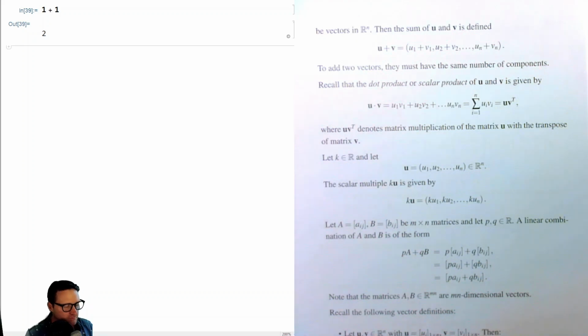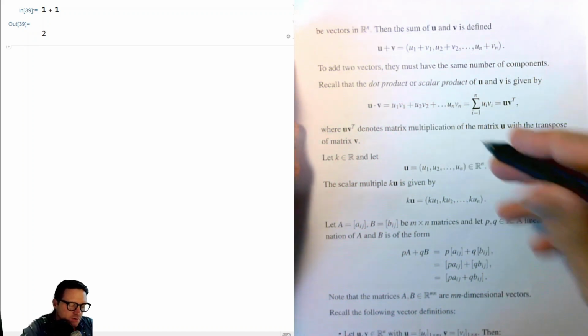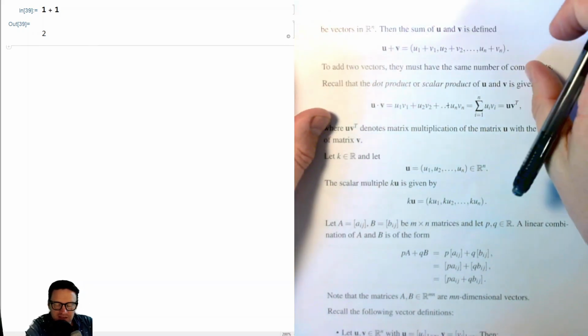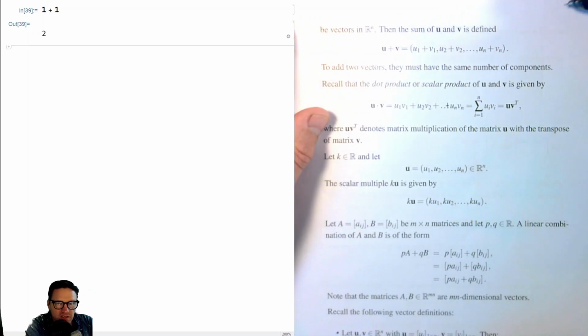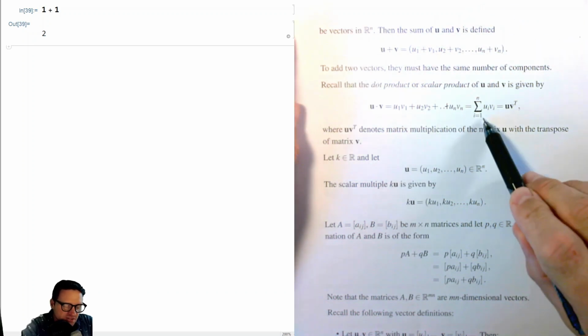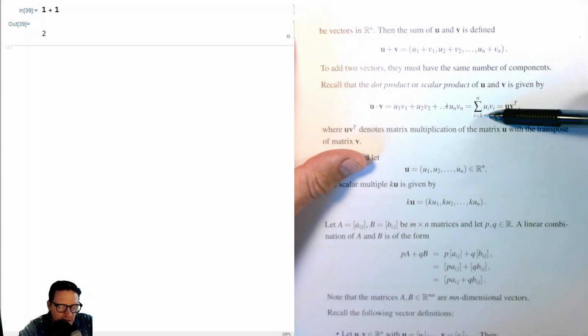Recall that the dot product, or scalar product, another word for it, of u and v is given by u dot v is u1 v1 + u2 v2 and so on up to un vn. In other words, we just take u and v, we multiply them straight across, and we add the result. Okay, just like this. Now this is shorthand notation for what we have on the left. So this is the sum from i = 1 to n of ui vi.